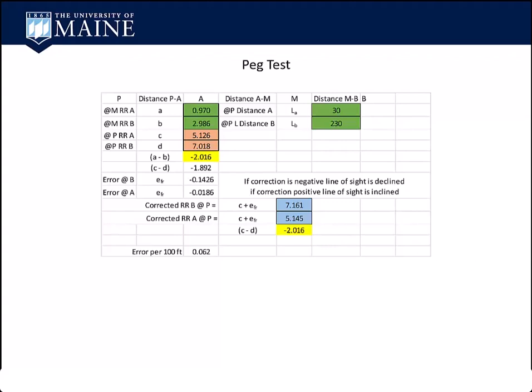That's all for leveling. We're going to talk about stakes and grading at the same time. I didn't get into how you label stakes if you're setting out stakes. We'll talk about that when we get to grading.